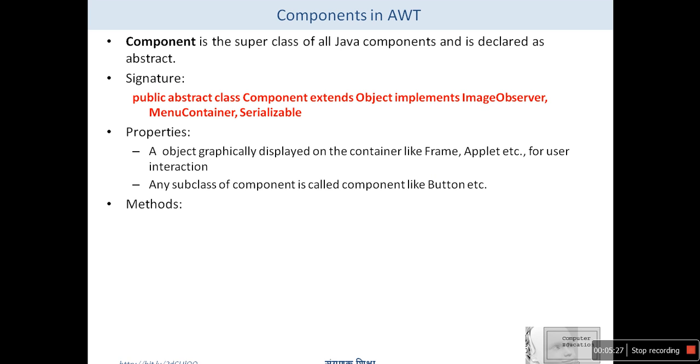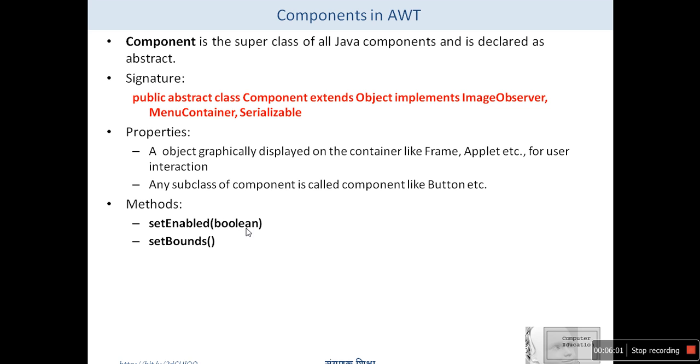Now some important methods of the components. First is the setEnabled method. If we call this method setEnabled with the value true or false, it will enable or disable my component on my container. So if I call button b1.setEnabled(true), it means that the button is visible on my container. And if I make it false, that means the button is not visible on my container.